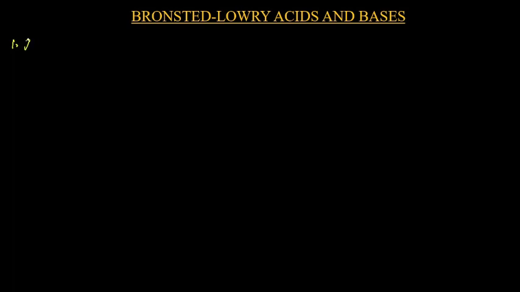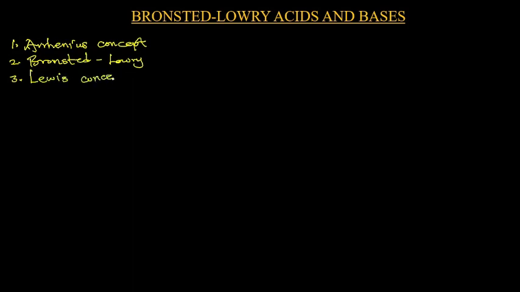The first one is the Arrhenius concept. The second one is the Bronsted Lowry, and the last one is the Lewis concept. In this video, we're going to focus on Bronsted Lowry acids and bases.